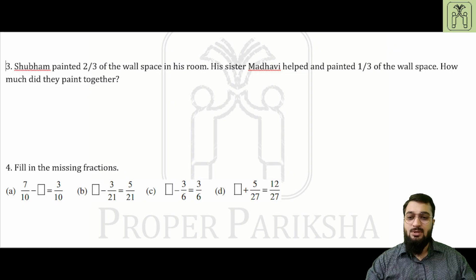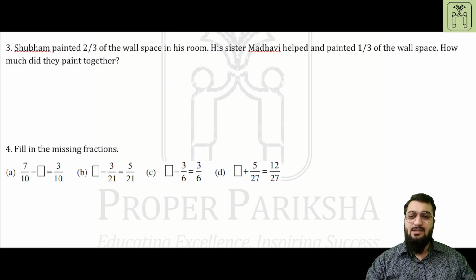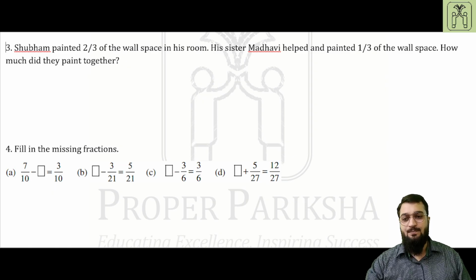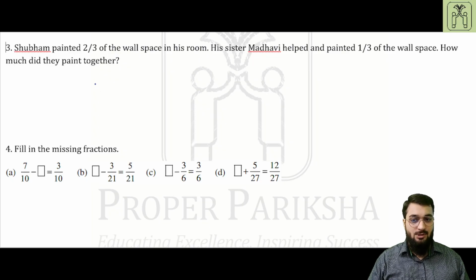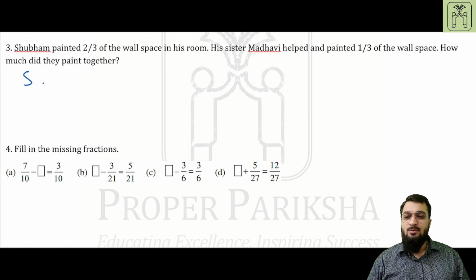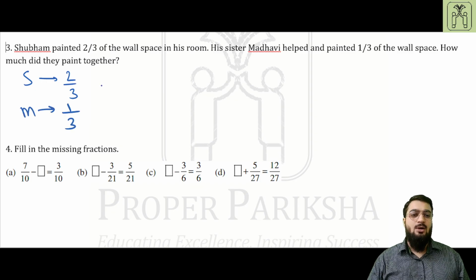Question number 3 states that Shubham painted 2 upon 3 of the wall space. Okay, the fraction of wall that has been painted is given. His sister Madhavi helped and painted 1 upon 3 of the wall space. So there are two people. One is Shubham, who has painted 2 upon 3, and one is Madhavi, who has painted 1 upon 3. Now let us see what the question is. How much did they paint together?